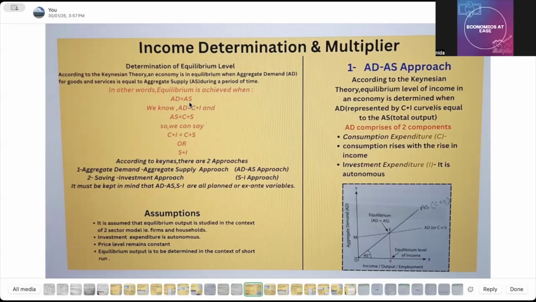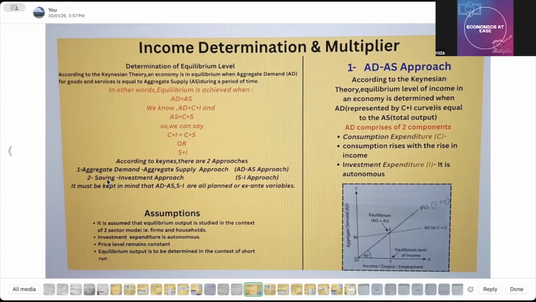So AD is equal to AS, that means what is the formula of AD? C plus I, that is consumption plus investment, right? And AS is equal to C plus S, right? So if we make the equation and cancel the C, then only S is equal to I is left, and AD is equal to AS.